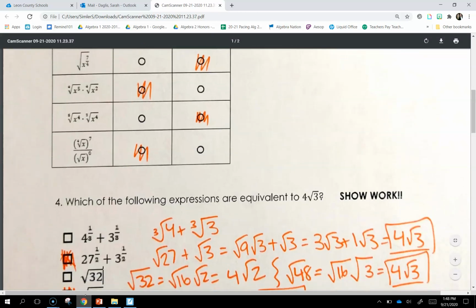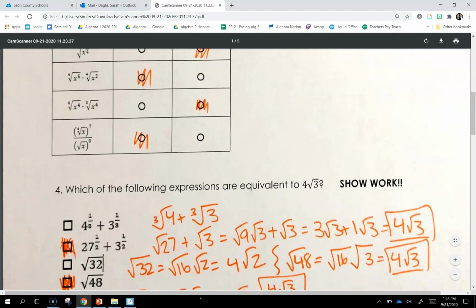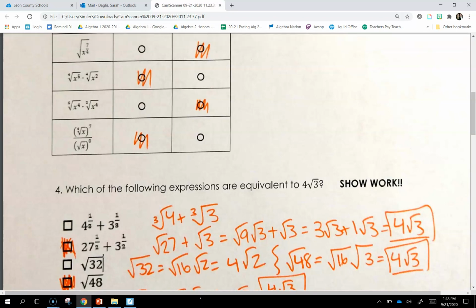The next one, the square root of 32. I can break that apart to be 16 times 2. The square root of 16 is 4, so this is going to be equal to 4 square root of 2, which is not what I want, so that box is not checked. The square root of 48, I broke apart to be 16 times 3, and the square root of 16 is 4. So square root of 16 times square root of 3 is the same thing as 4 times the square root of 3, which is what we want to be equal to, so we're going to check off that box.